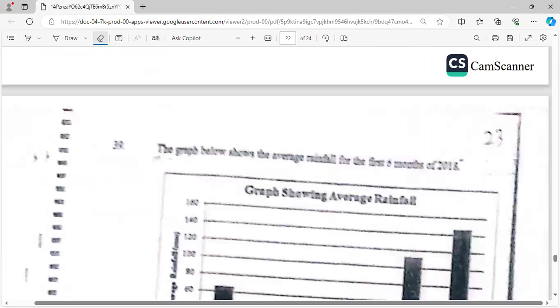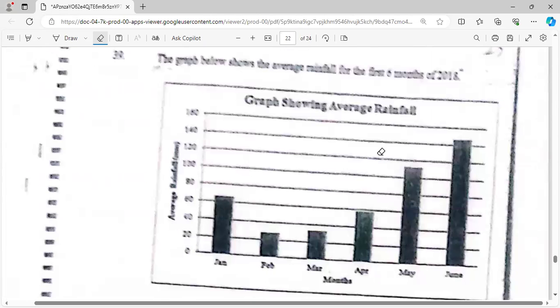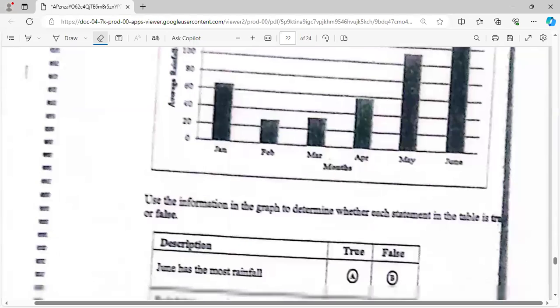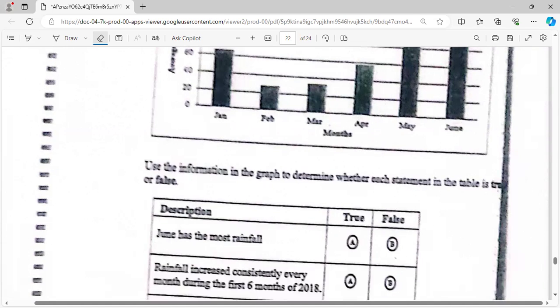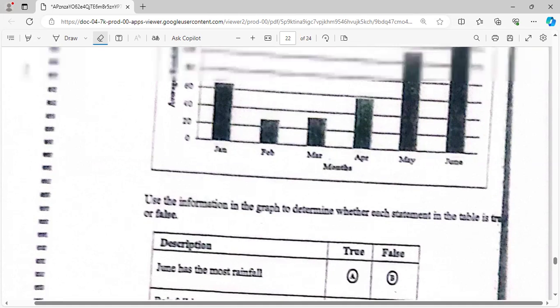All right, so to leave this, I need to get a different paper here. It said the graph showed the average rainfall for the first six months of 2018. Use this information to determine whether the statement in the table is true or false. June has the most rainfall. True. Yeah, I think somebody pointed that out, guys.